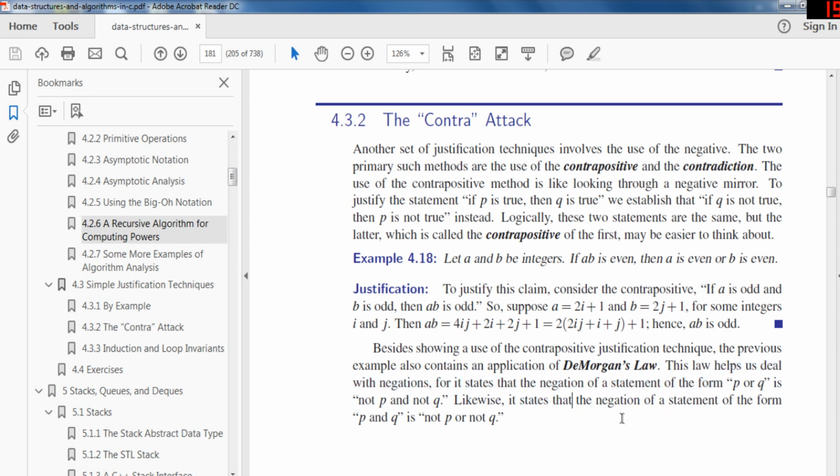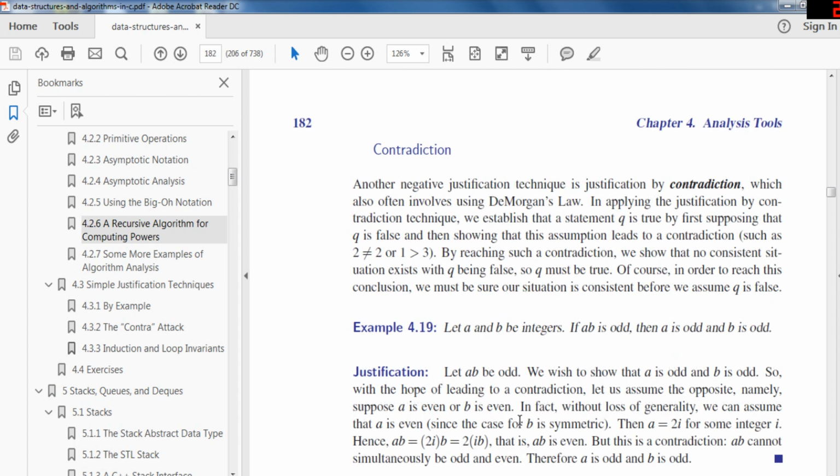Likewise, it states that the negation of a statement of the form P and Q is not P or not Q. So, do you want apples and oranges? No, I do not. I don't want apples or I don't want oranges. That's what it means, right? That's what it stands for. All right, contradiction.